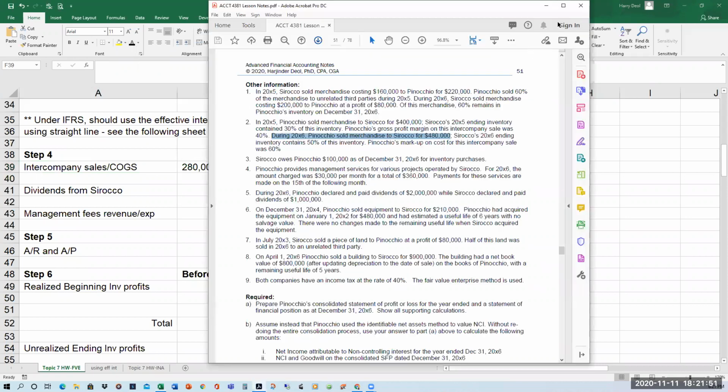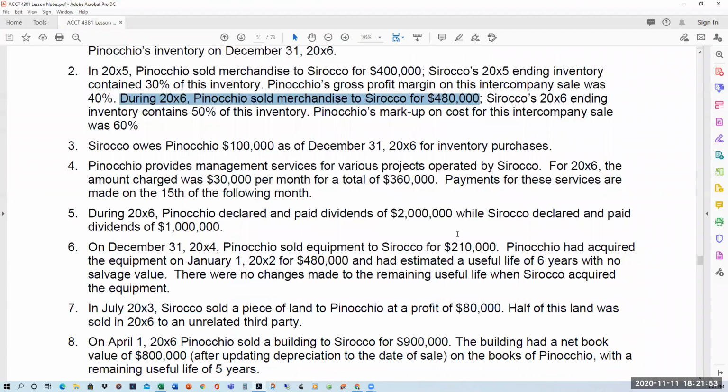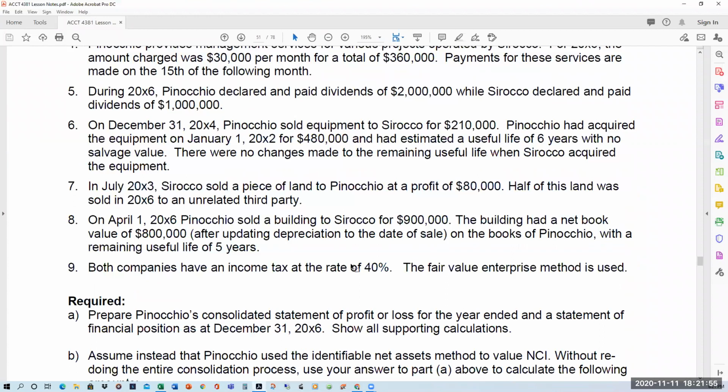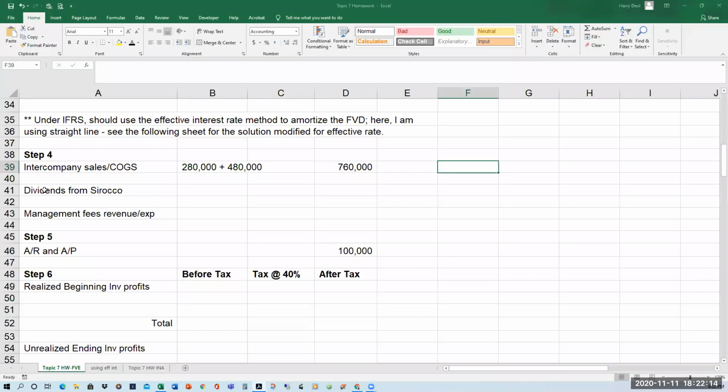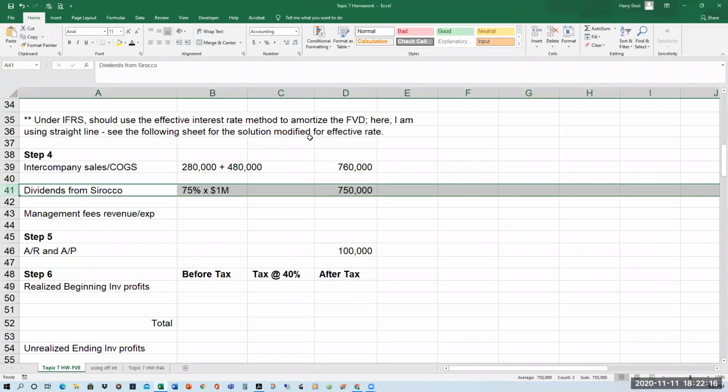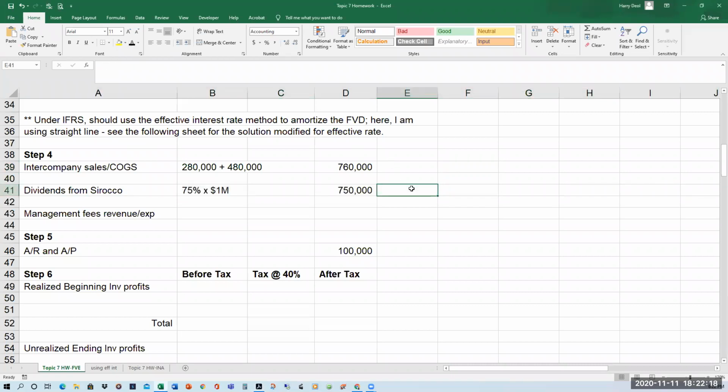Now, intercompany dividends. During 2006, Sirocco declared and paid dividends of $1 million. Of the $1 million dividend paid by Sirocco, 75% would have been paid to Pinocchio, the parent company. So that's the intercompany dividend amount. Dividends from Sirocco, 75% of $1 million, $750,000.